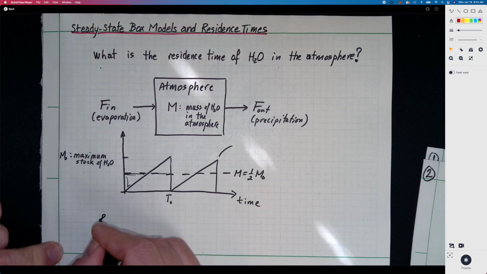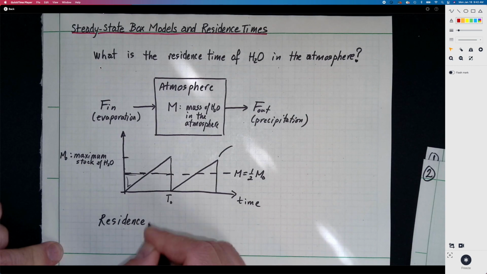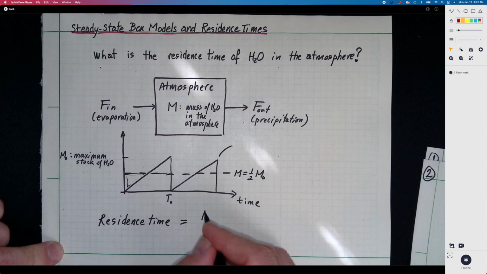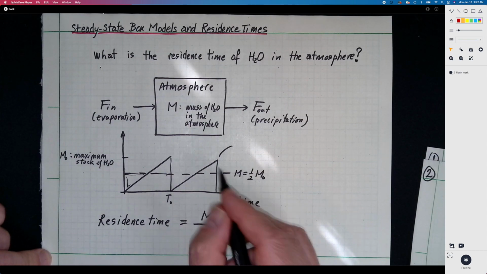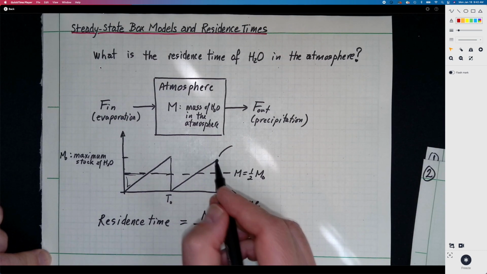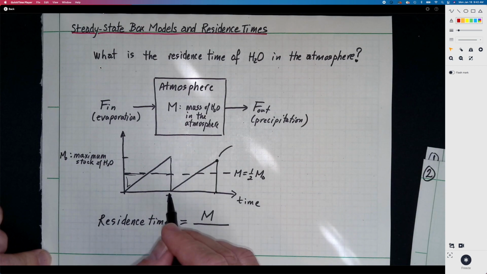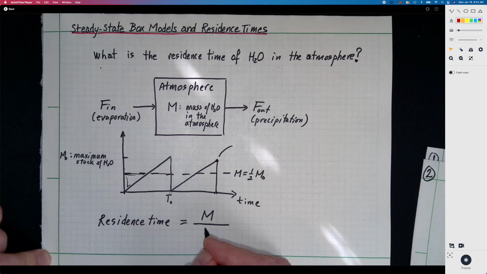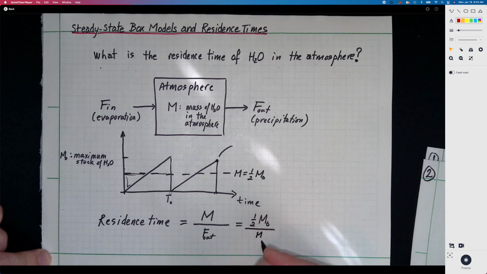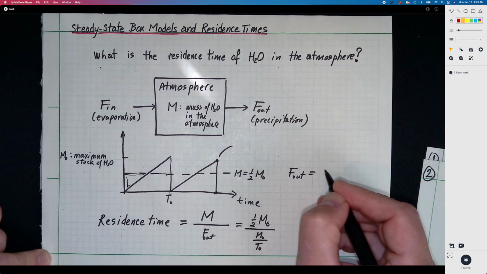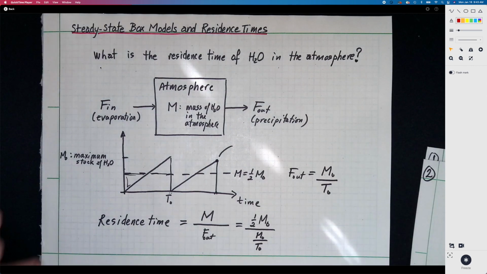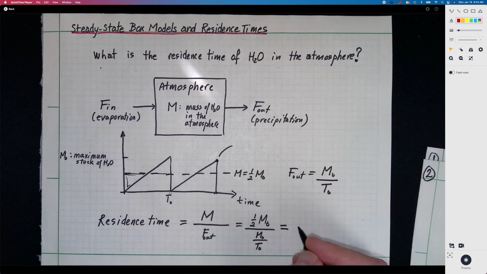And so then the residence time will be equal to m divided by the flow out, and the flow out is going to be m naught over t naught, right? So the amount that rains out, we go from m naught down to 0, and the amount of time between rain events is t naught. So the residence time is m, which is 1/2 m naught, divided by the flow out, m naught divided by t naught. And so this gives us the residence time to be 1/2 of t naught.